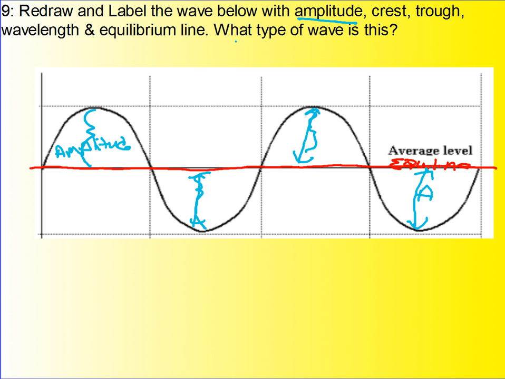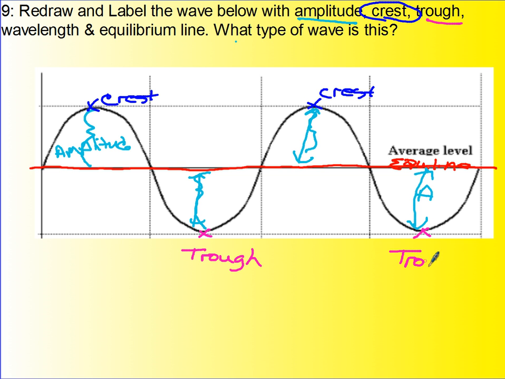Okay, what is a crest? All right, a crest, we're going to do this dark blue. It's one of these peaks. It is a point. So put an X or a dot. A trough is at the bottom. So let's do that one in pink. Trough, we're going to do it in pink. It's down here. Trough, T-R-O-U-G-H, down at the bottom here. Now you only have to label one of these.